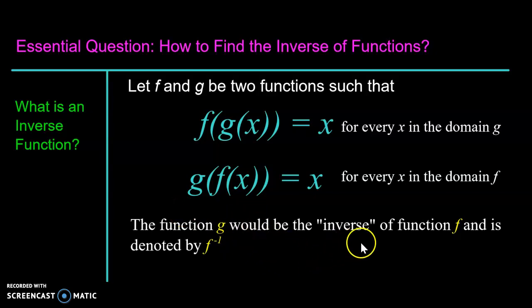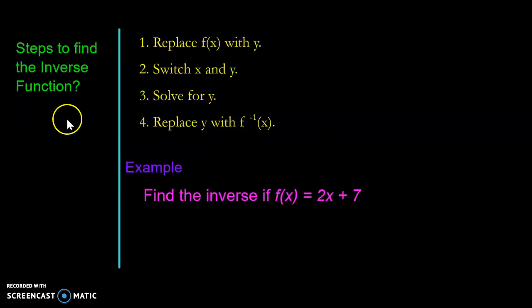The way we denote an inverse, instead of denoting it as a function g, we use f of -1. If you see this little symbol, f with a -1 as an exponent, that is the inverse. Now we're going to go through the steps, so make sure you write down the steps to find the inverse function.